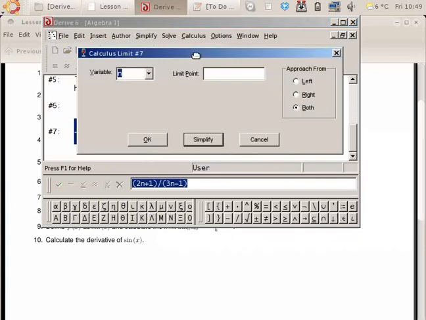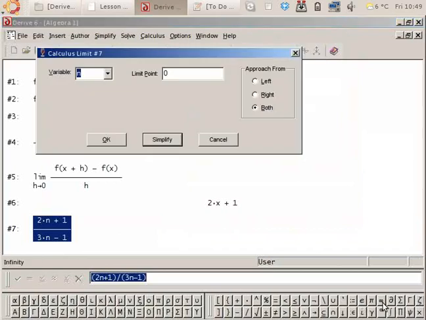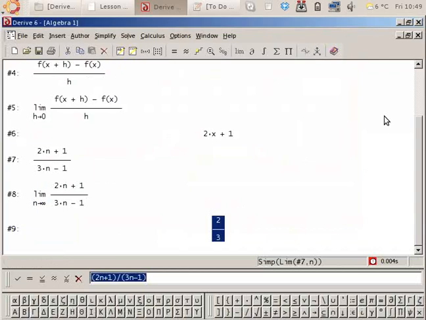Now, how do you type in infinity? Well, there's an infinity symbol somewhere. I can't quite see when it's minimized. It's beside the pi. So we make n go to infinity. There we go. 2 over 3. So infinity symbol. I think another way to get infinity might be to type it as well. Limit, yeah. And then change that to infinity. Good.